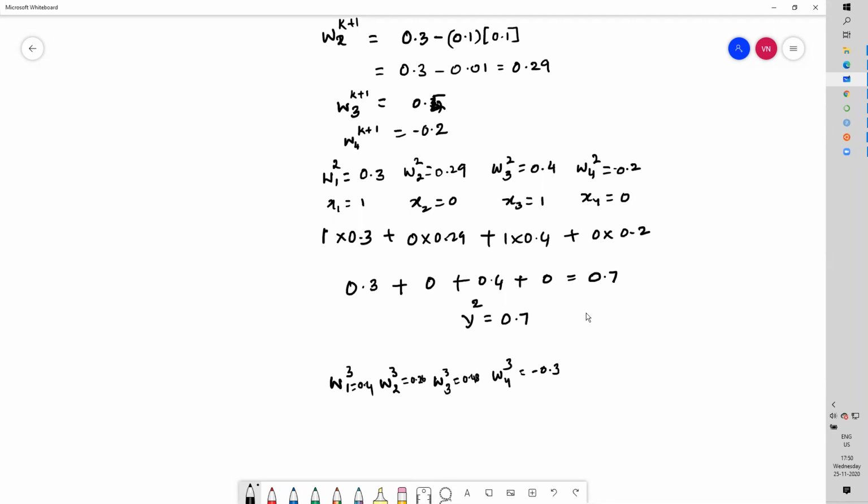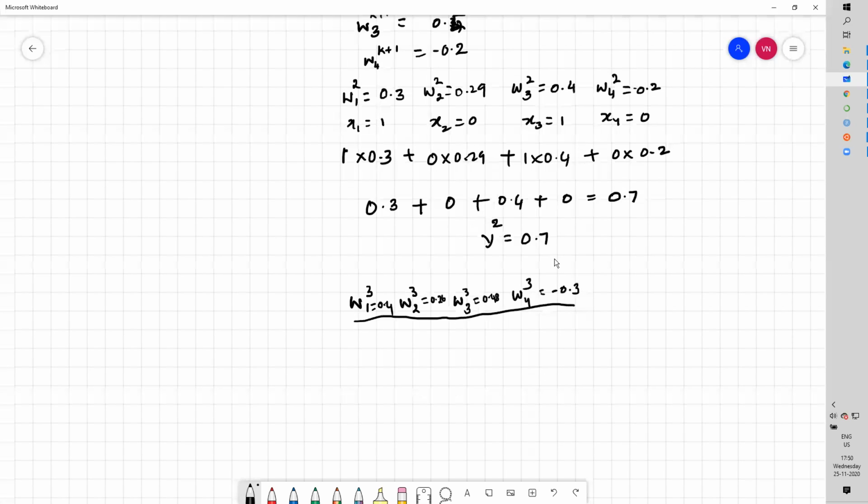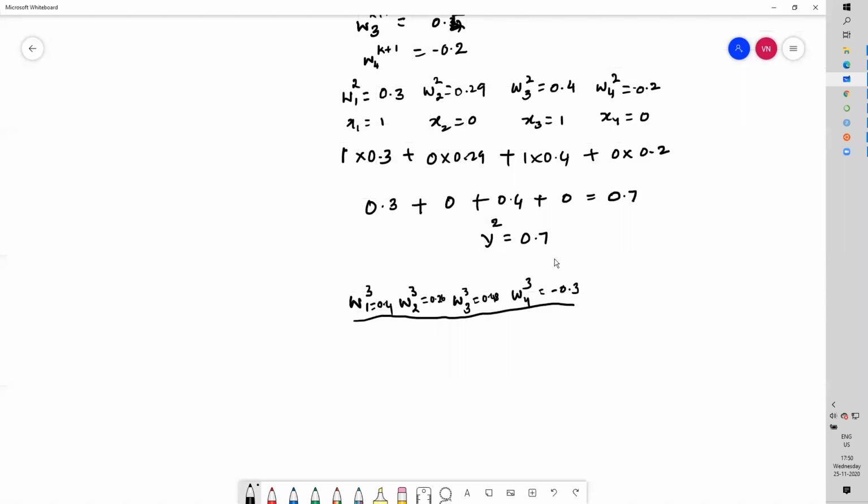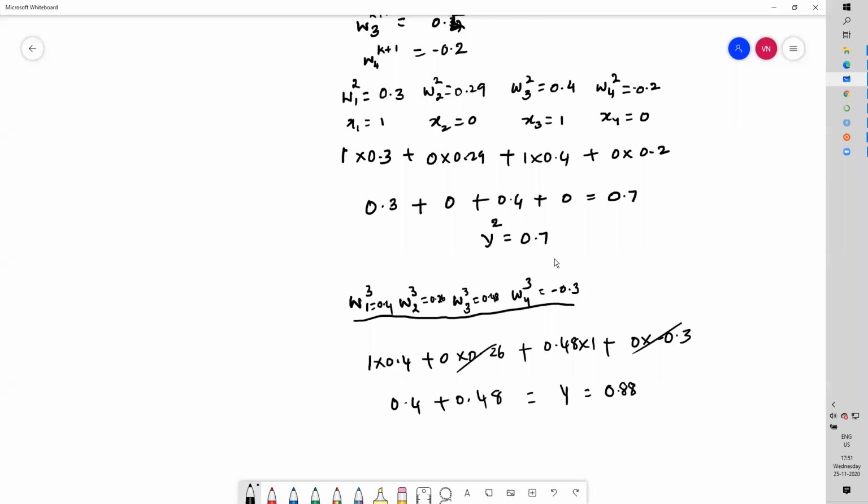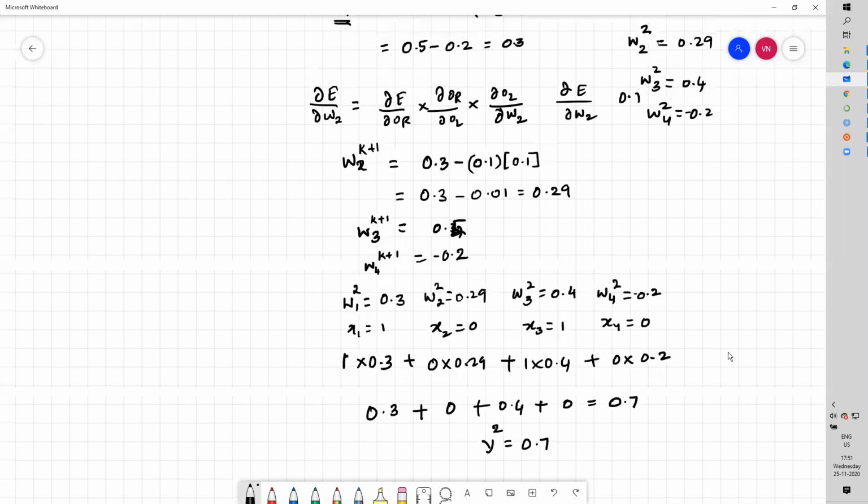Now, our forward propagation again, this came from the backward propagation. So the updation of the weights happened through the backward propagation. Now let's talk about the forward propagation again. 1 into 0.4 plus 0 into 0.26 plus 0.48 into 1 plus 0 into minus 0.3. So these things are not required. 0.4 plus 0.48. Now the output that we have generated is 0.88. Slowly we are crawling towards the expected value of the output, right? So this is exactly what happens inside the perceptron.